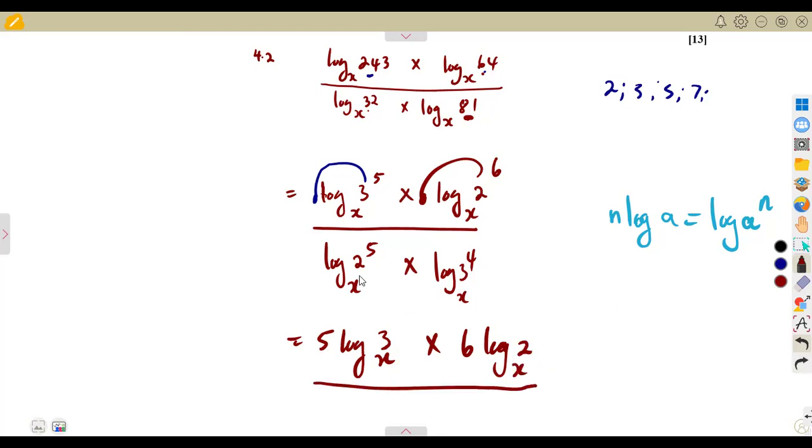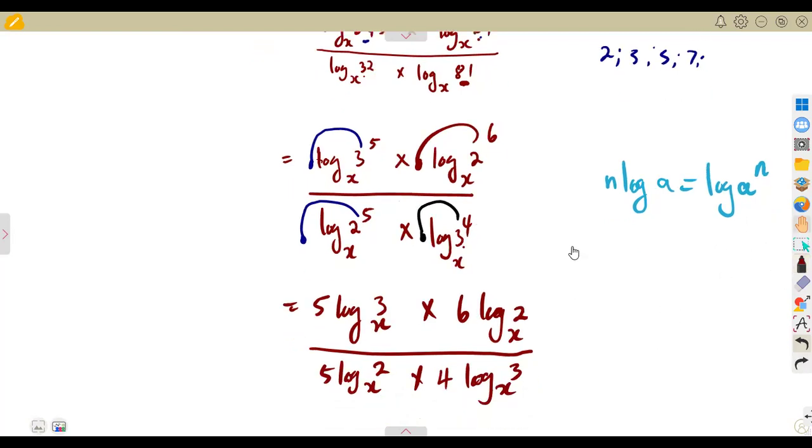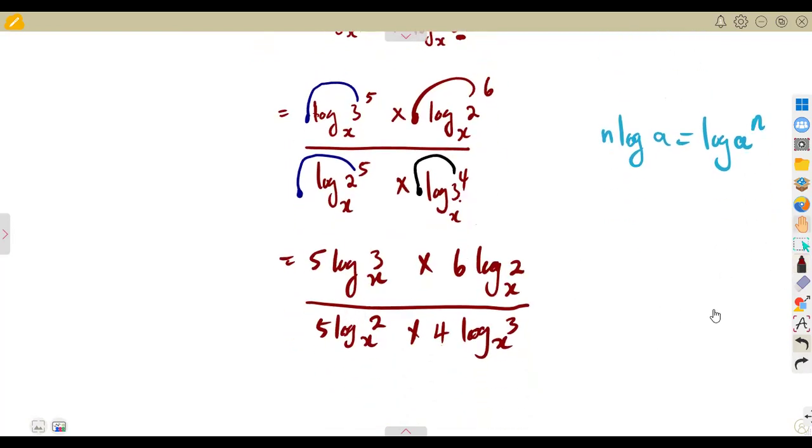Everything that we are having, we do the same thing in the denominator. There is a 5, drop this, so that is going to be 5 times the logarithm of 2 in the base of x. The same thing on this 4, we drop it to multiply the log, so that is 4 times the logarithm of 3 in the base of x. That is the idea. You drop these exponents.